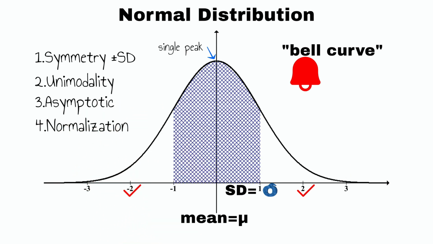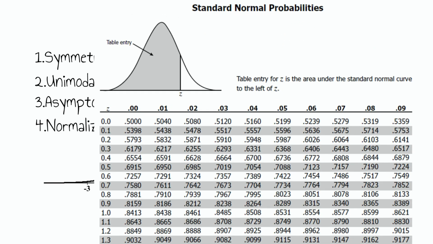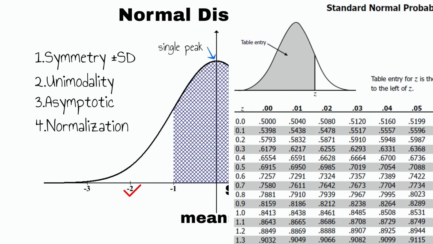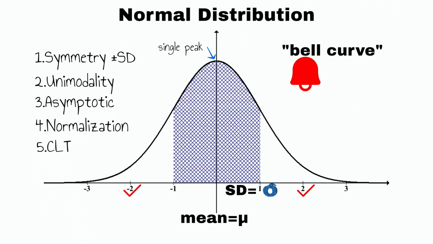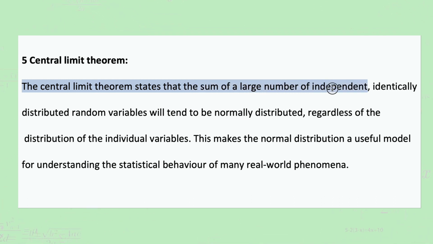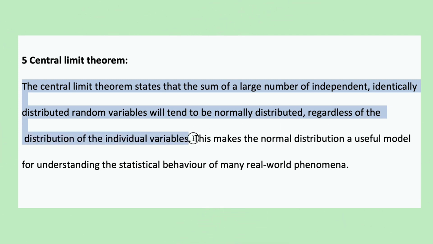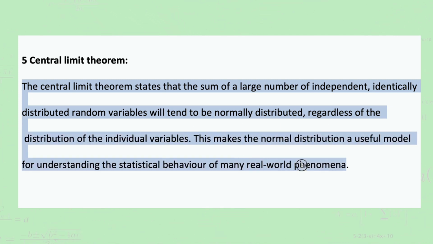Normalization. We can convert any normal distribution into a standard normal distribution. A normal distribution can be standardized to use the Z table. Central limit theorem. The central limit theorem states that the sum of a large number of independent, identically distributed random variables will tend to be normally distributed, regardless of the distribution of the individual variables. This makes the normal distribution a useful model for understanding the statistical behavior of many real-world phenomena.